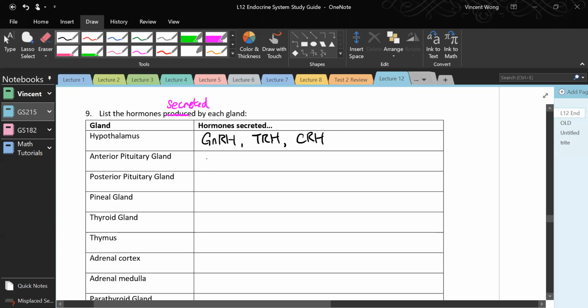Anterior pituitary gland. We have our tropic hormones, the ones that will target another endocrine gland. And then we have our non-tropic ones. Growth hormone targeting the bones and the muscle. Prolactin, mammary gland.